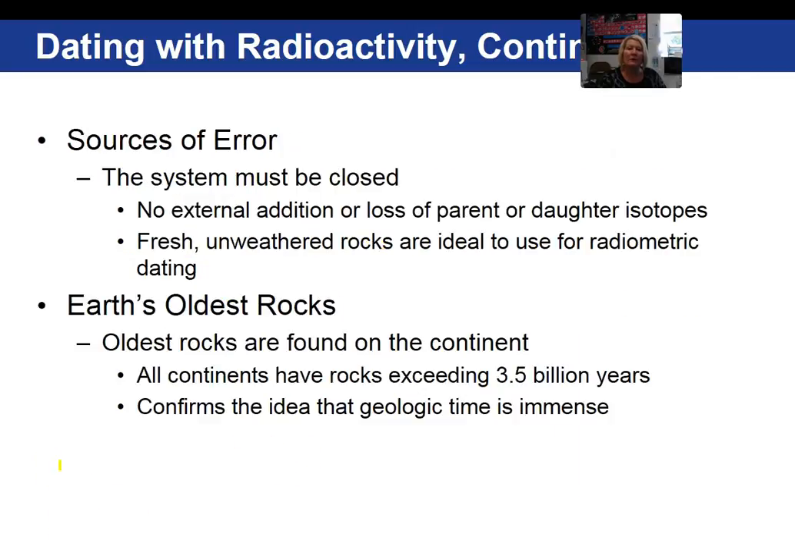There are, of course, sources of error in radiometric age dating. One important concept is that the system must remain closed. That means no new material can be added or taken away. If that happens, for example, if additional uranium were added to a sample that you were dating by a uranium method, this will affect the results. So no external addition or loss of parent or daughter, and a fresh unweathered sample is most important.